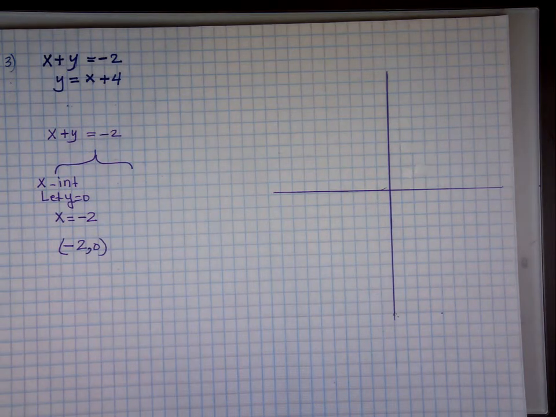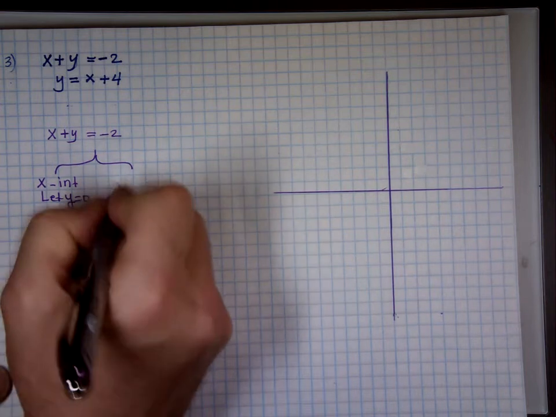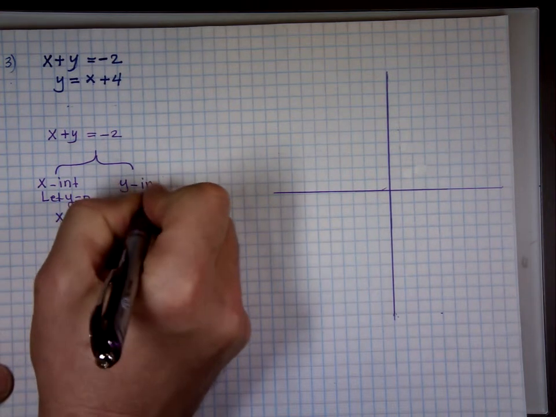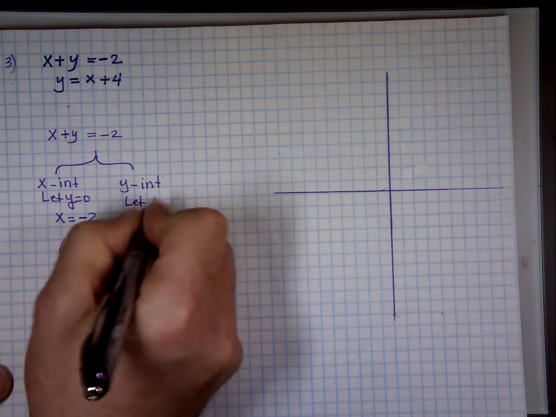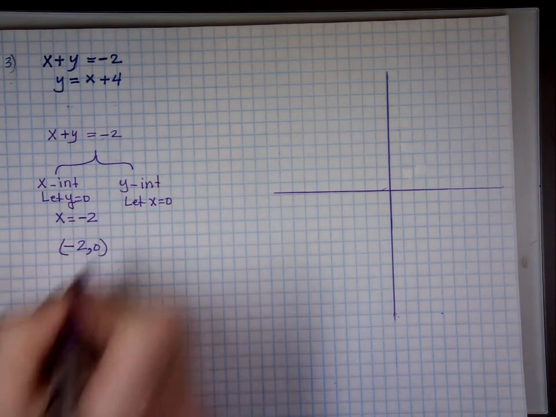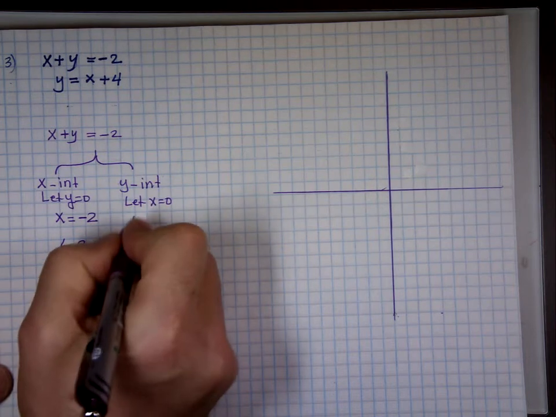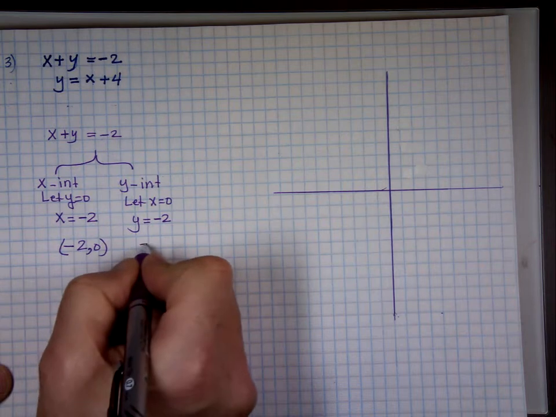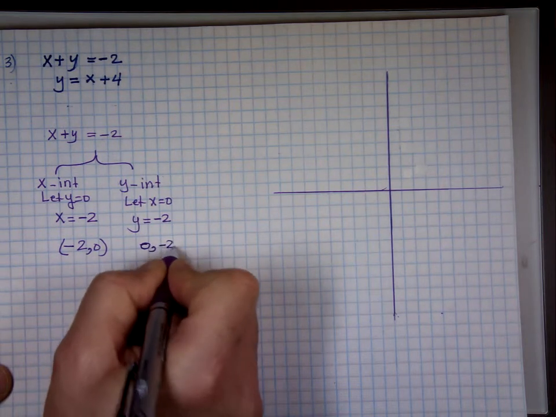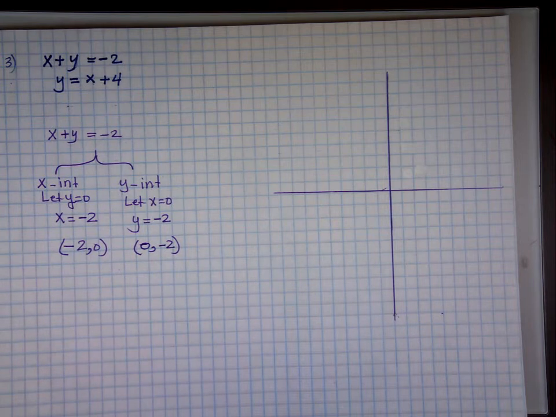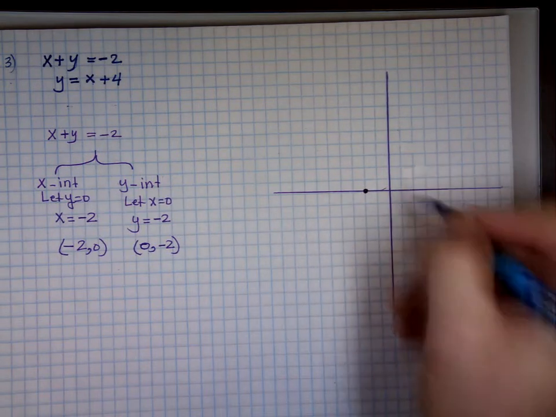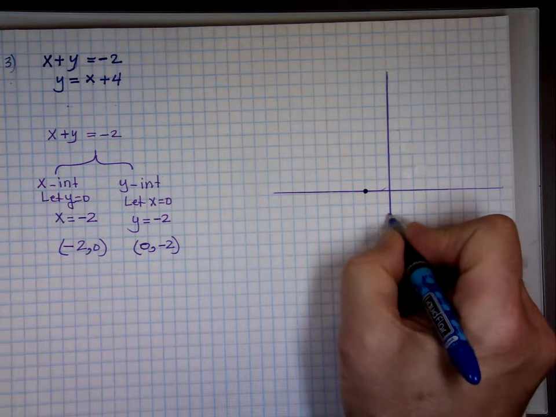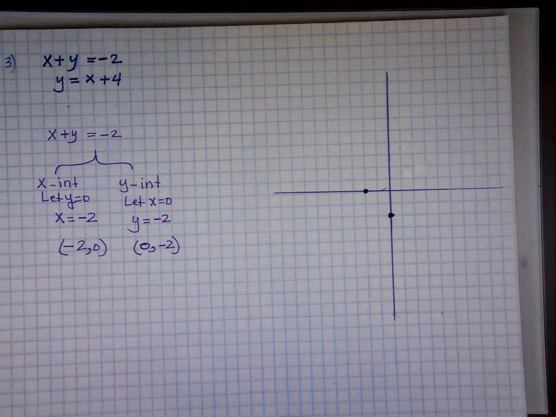And to get the y-intercept, we let x be 0. If you let x be 0, the x term is gone. Y equals what? -2. So notice x is 0, y is -2. These are the 2 points. That's all I need. -2 comma 0, that's this point. 0 comma -2, that's that one. Let's connect.